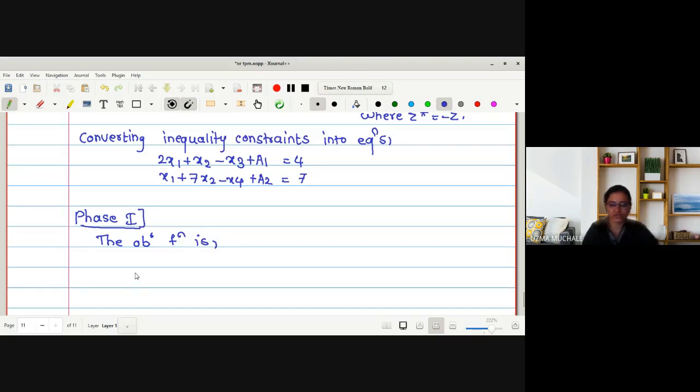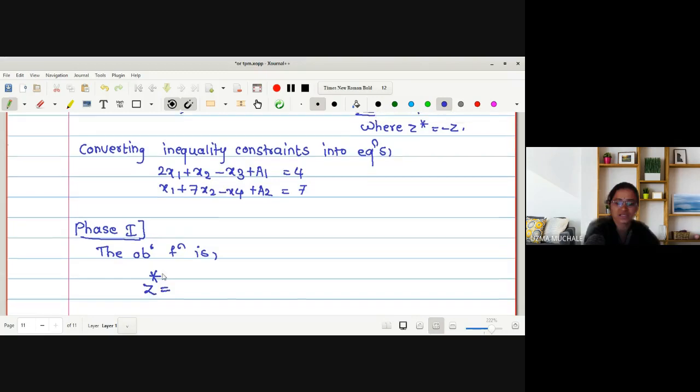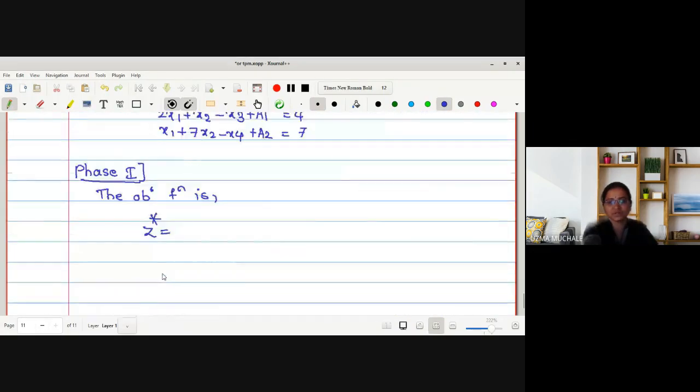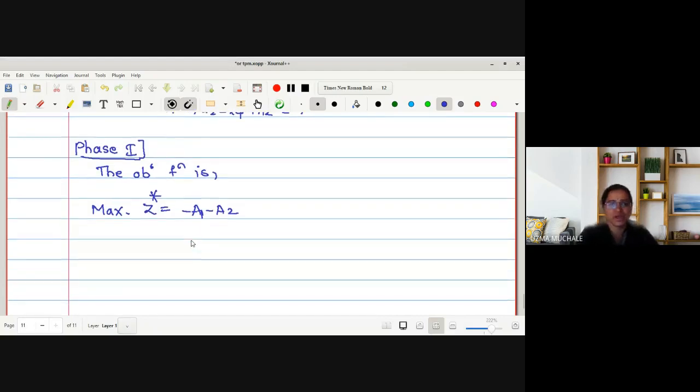Now, how are we going to write the objective function in this case? We are going to write the objective function z star is equal to, what we will do, we will assign 0 cost to all the original, added slack and surplus variables and minus 1 cost to the artificial variable. Now here we have two artificial variables. Therefore, we will construct an objective function z star of the type minus a1 minus a2, and no doubt this is a maxima type. Right? Now with this objective function minus a1 minus a2, we will try to solve it by the simplex method.